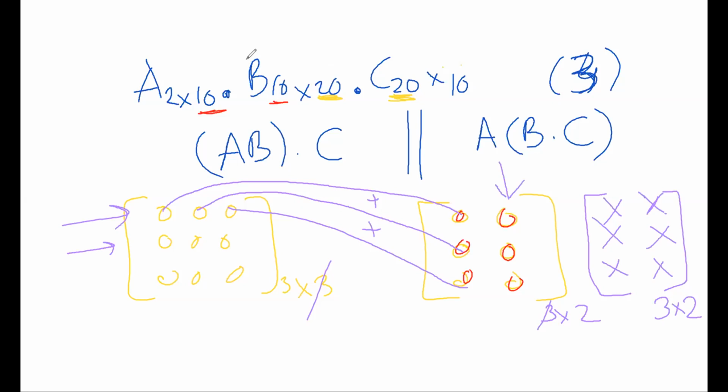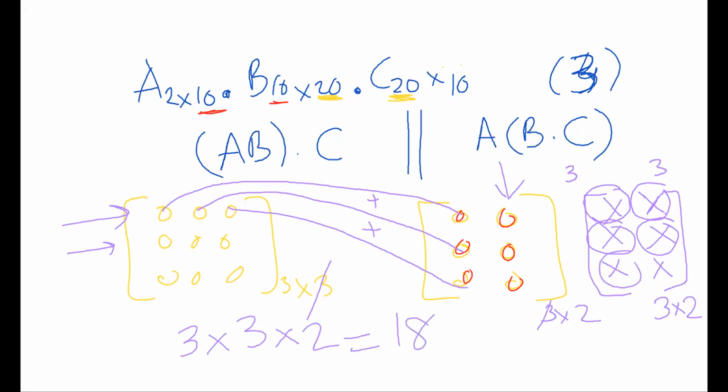How many multiplications do you need in this case? You'll have three multiplications to calculate this. Again, three multiplications to calculate this. Again, there are three multiplications here. And then additions. So overall 18. If you see there are six terms, every term needs three multiplications. So the number of multiplications needed is 18. What is the number of multiplications? If you look at this, it is 3 into 3, and this common 3 is removed, into 2. 3 into 3 into 2.